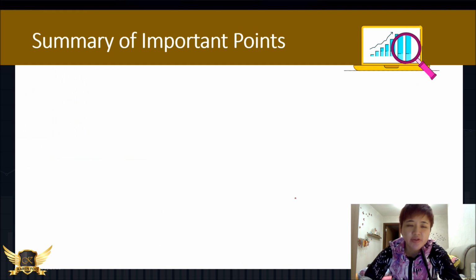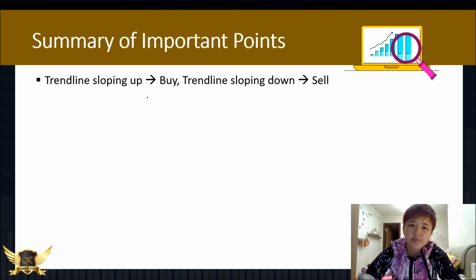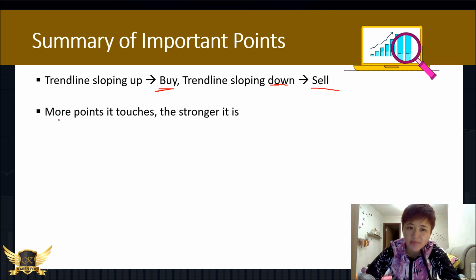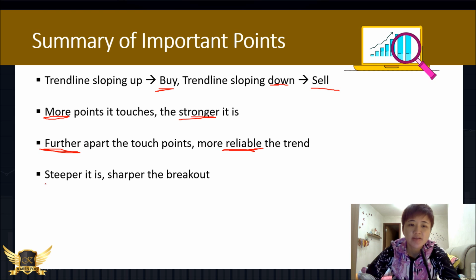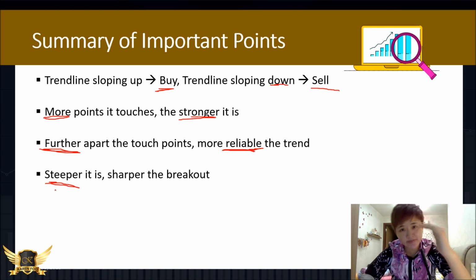Okay, so let me give you a summary of what you have learned. If the trend line is sloping up, then you're looking for a buy. If it's sloping down, you're looking for a sell. The more points it touches, the stronger it is. Okay? And the further apart the touch points, the more reliable the trend, the stronger the trend line. The steeper it is, the larger the angle, the sharper would be the breakout.